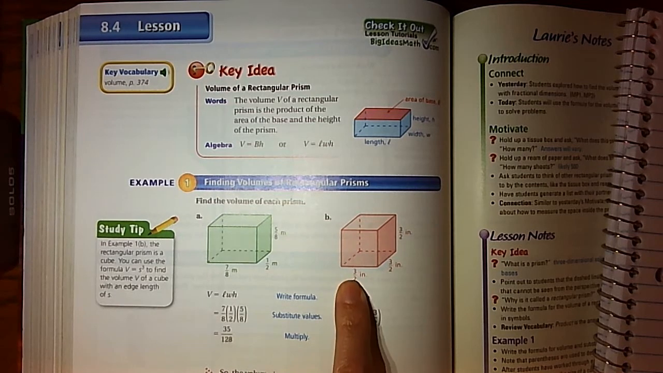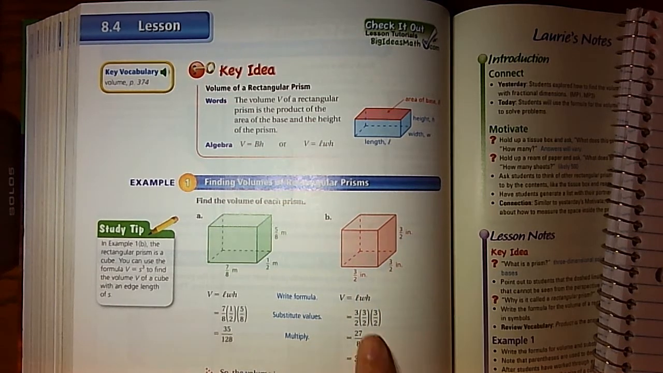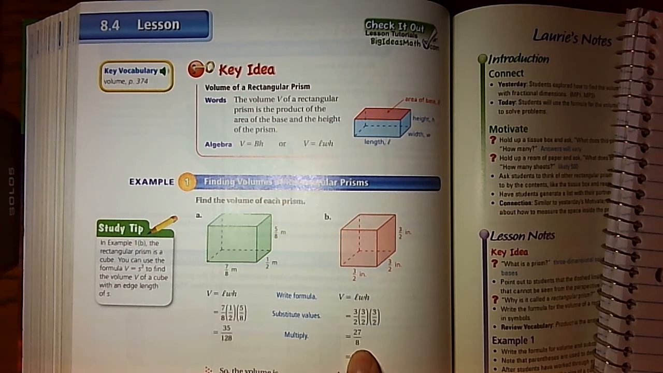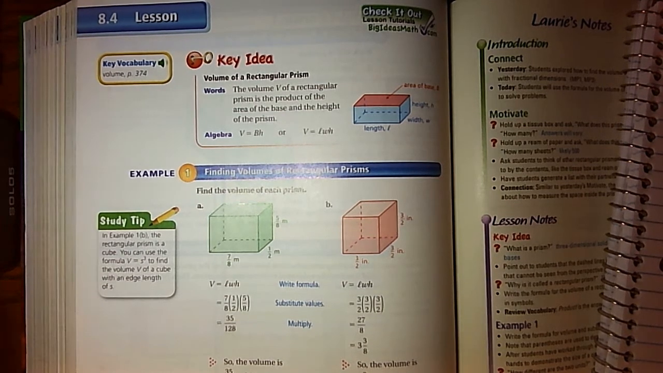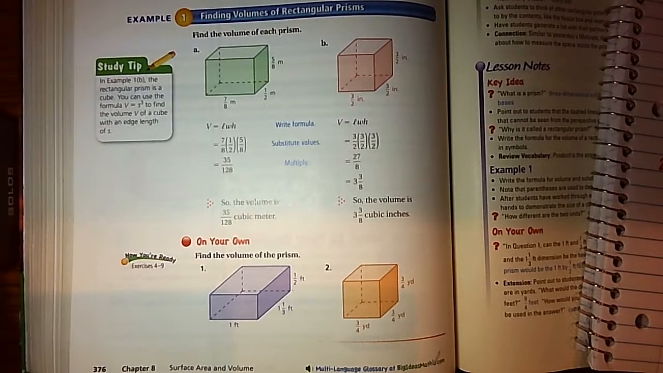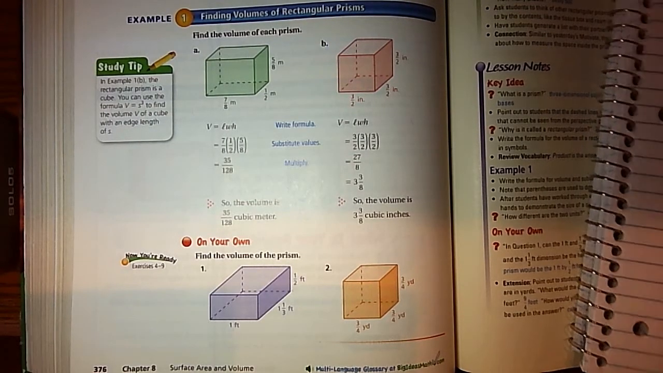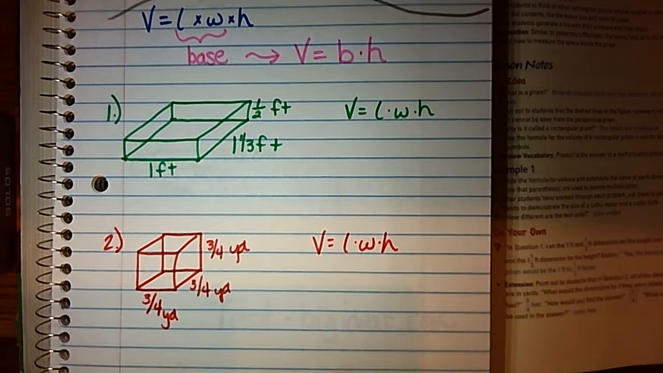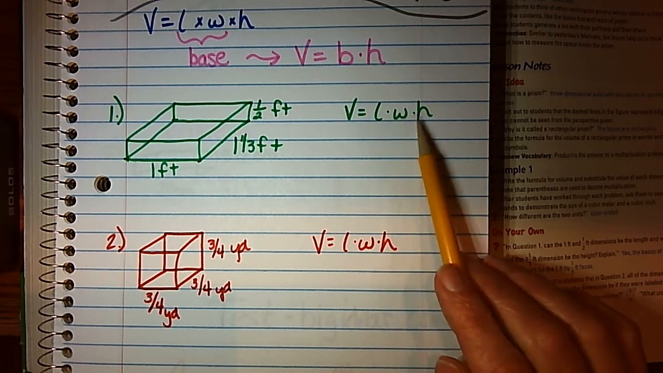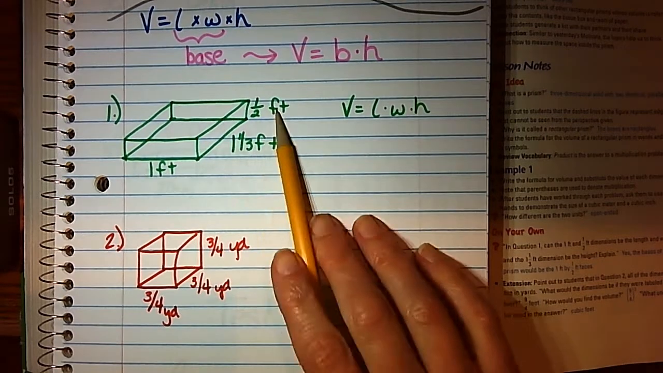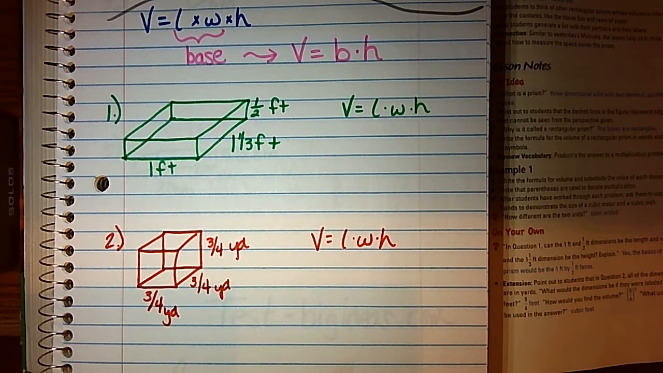So here we have 3 halves times 3 halves times 3 halves. Multiply everything together. You end up with an improper fraction and turn it into a proper fraction, and it's going to be 3 3/8 cubic inches. So I'm just going to go ahead and do 1 and 2 for you that's at the bottom. So here they are. So remember volume. We're just multiplying 3 numbers, and pretty much they're only giving you 3 numbers. So just plug them in and multiply.